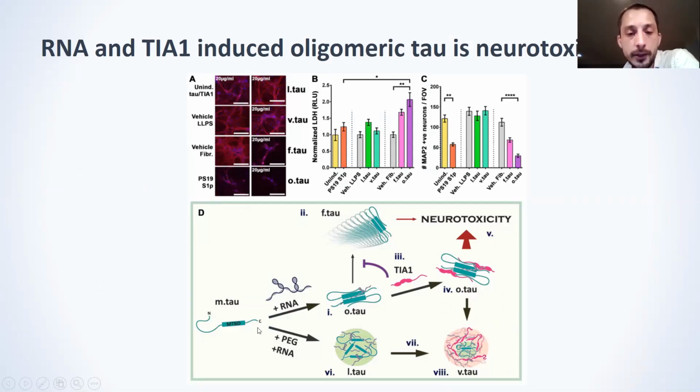And so we have this model where addition of RNA leads to oligomerization of tau, which will convert to fibrils. But in the presence of TIA1, you inhibit the conversion of oligomers into fibrils and leave them as oligomeric tau that is highly neurotoxic. And with time, we believe will also form phase-separated and gelated droplets.